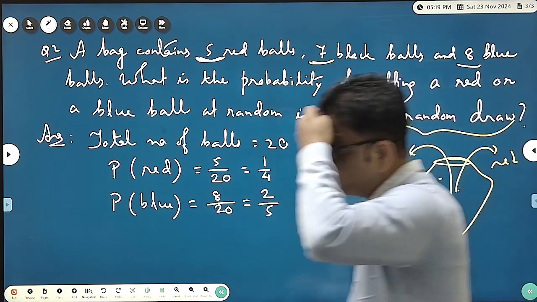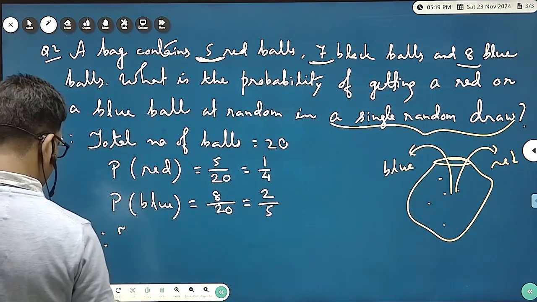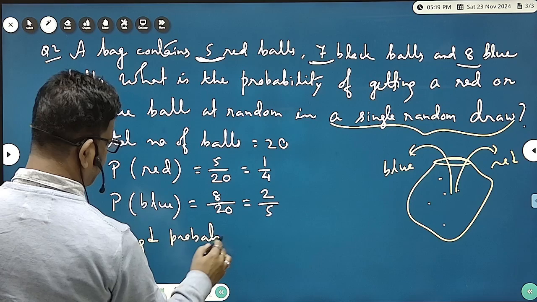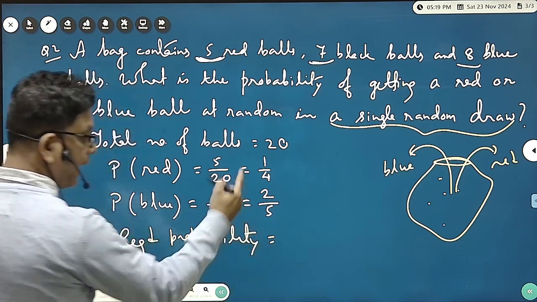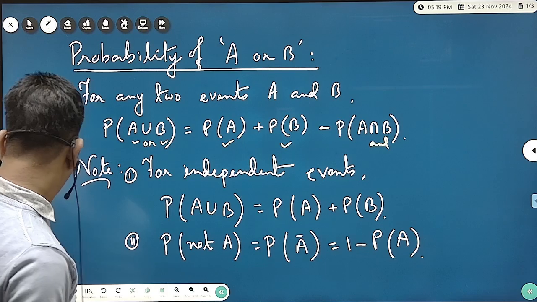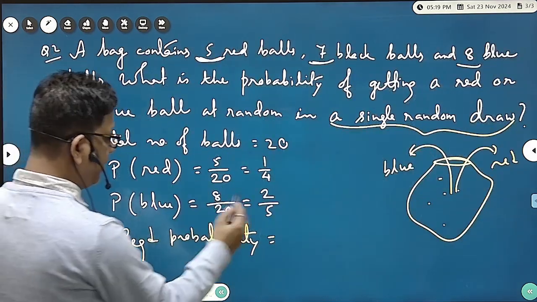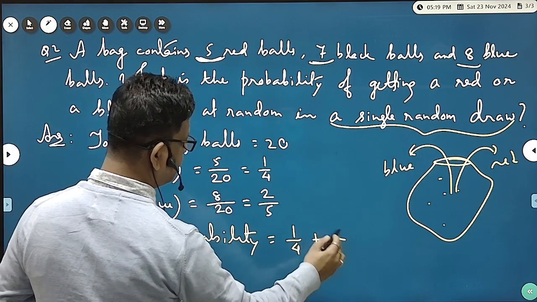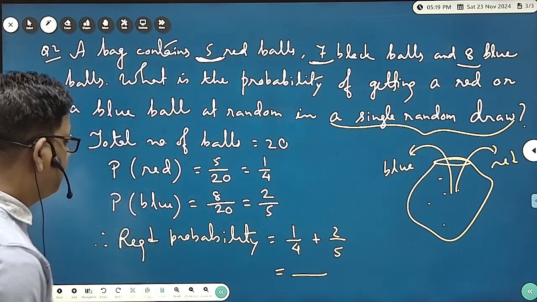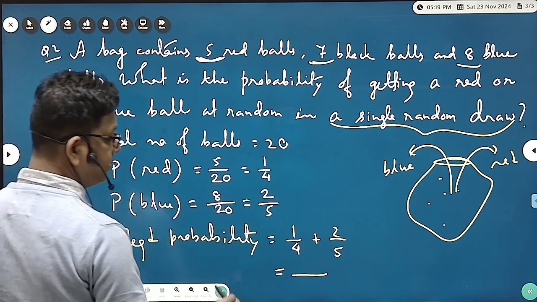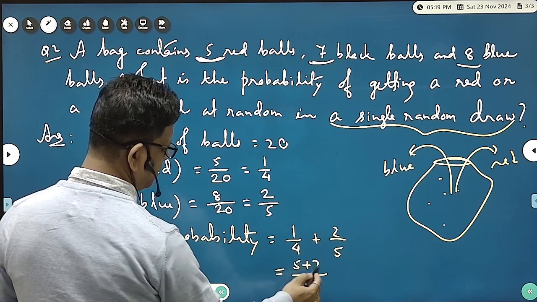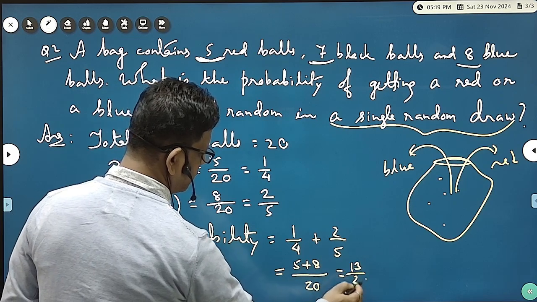That is why they are independent events, and therefore, the total required probability, what do you have to do in that case? We need to add. To get the required probability, we just have to add P of red plus P of blue. Could you understand? Sometimes we need to multiply also. That one I'll discuss later. So to get the required probability, we just need to add because they are independent events. So 20 will be the LCM. This will be 5 plus 8, 13 by 20. Okay.